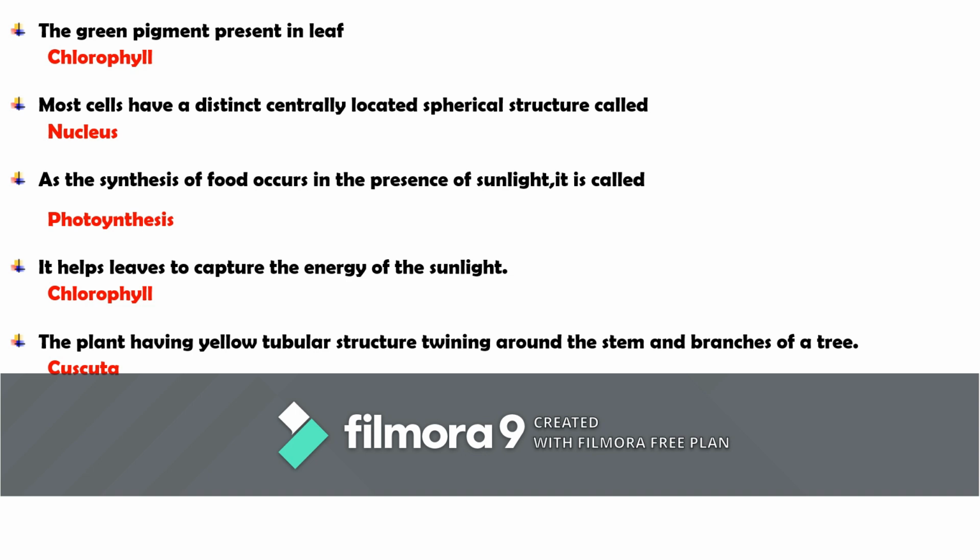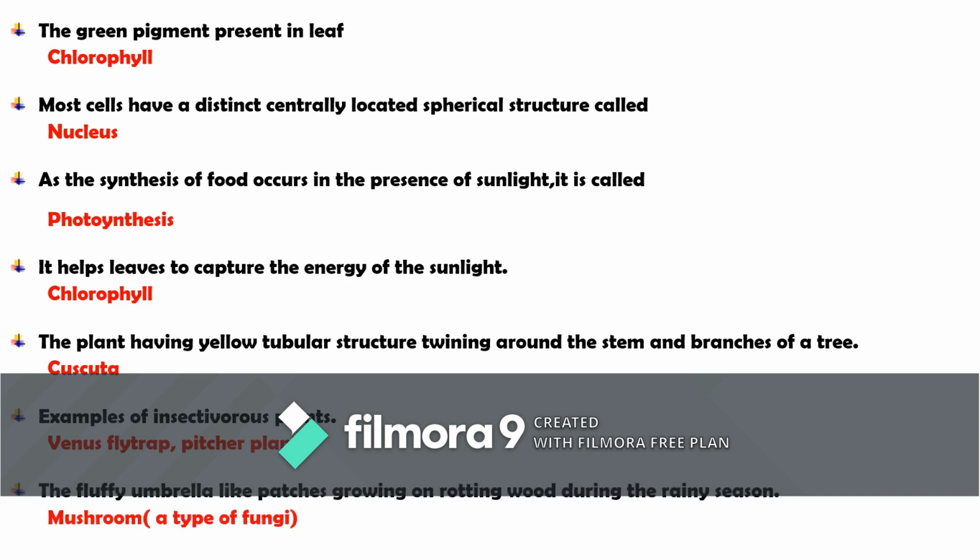The plant having a yellow tubular structure twining around the stem and branches of a tree: Cuscuta. Examples of insectivorous plants: Venus flytrap, pitcher plant, bladderwort, etc. The fluffy umbrella-like patches growing on rotting wood during the rainy season: mushroom, it's a type of fungi.